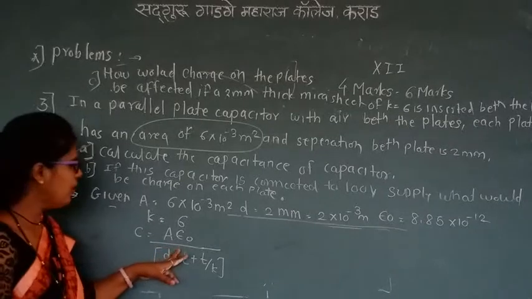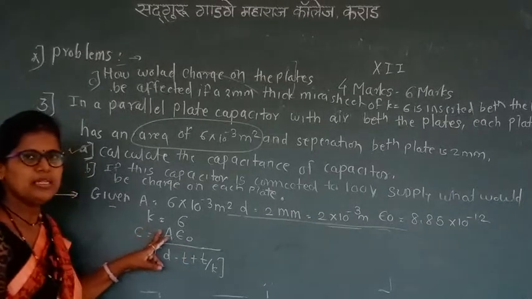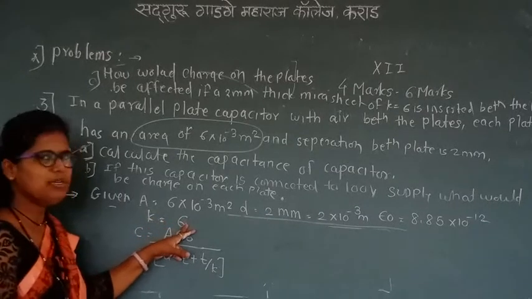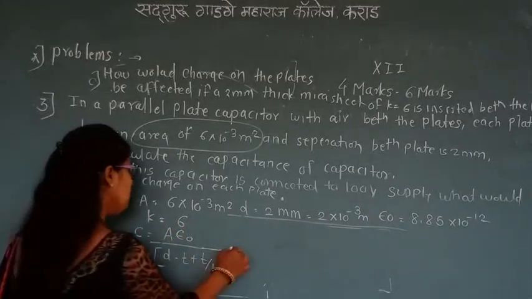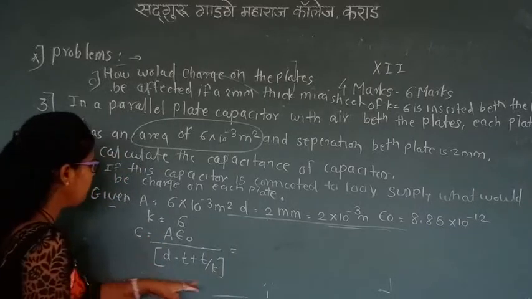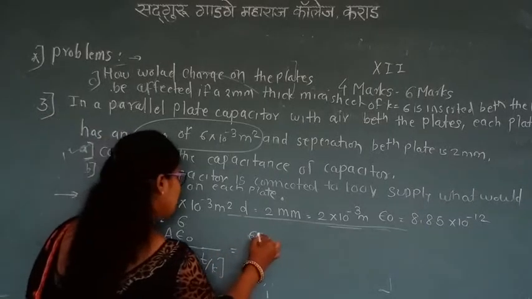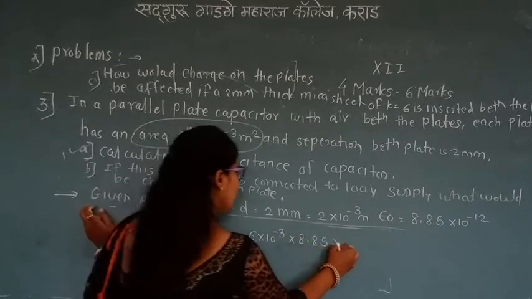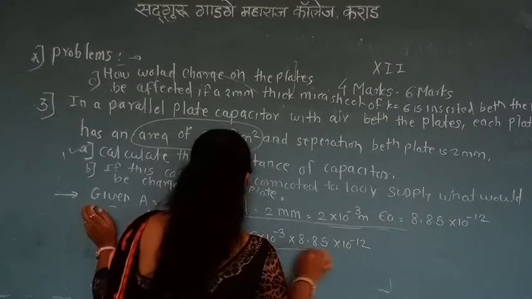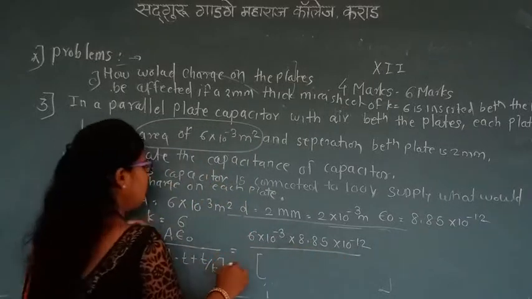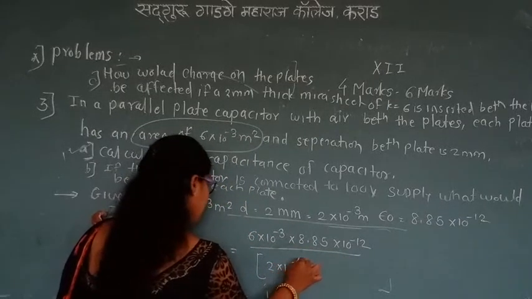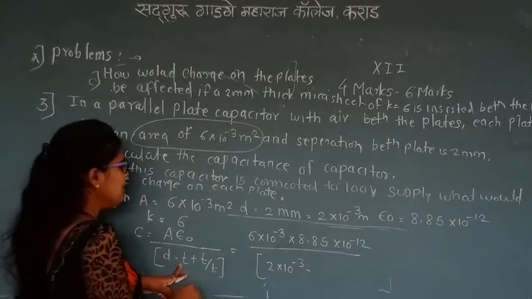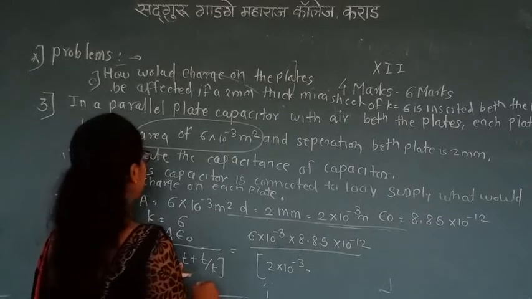In this formula, we have to know the capacitance of a capacitor with dielectric. The dielectric constant is given here as 6. Now substitute all the values. Here we get 6 into 10 raised to minus 3 into 8.85 into 10 raised to minus 12 upon D, which is 2 into 10 raised to minus 3 minus T, where T is the thickness of the slab, also given here.